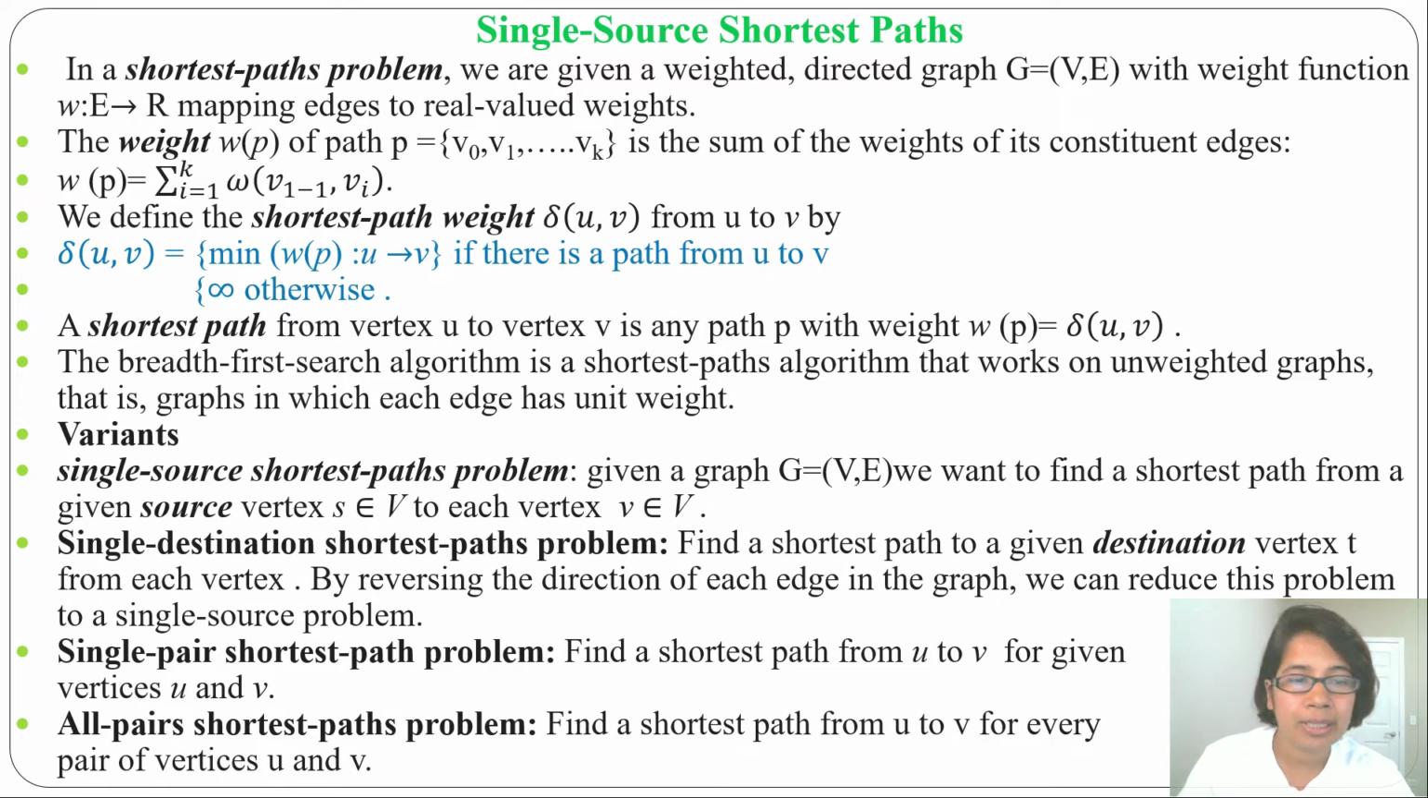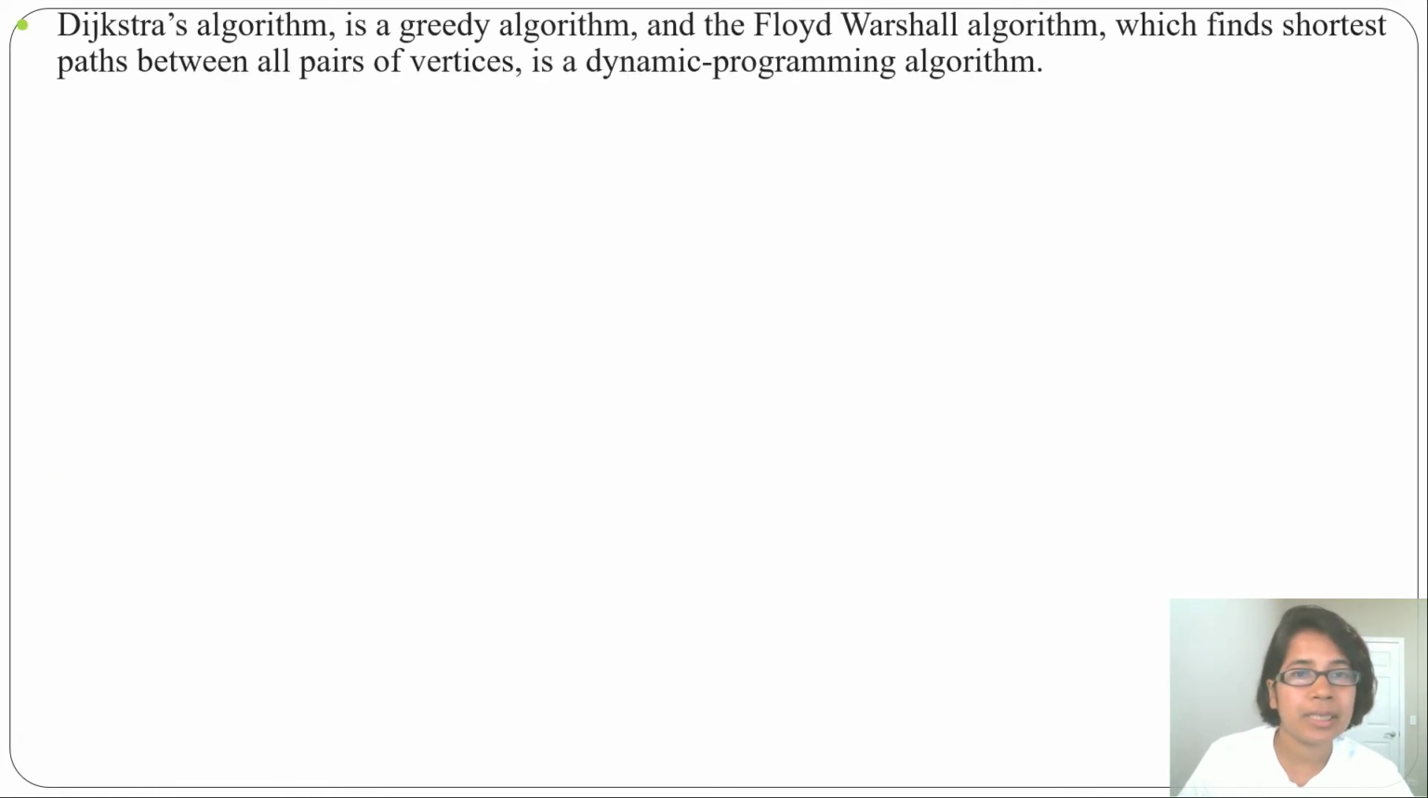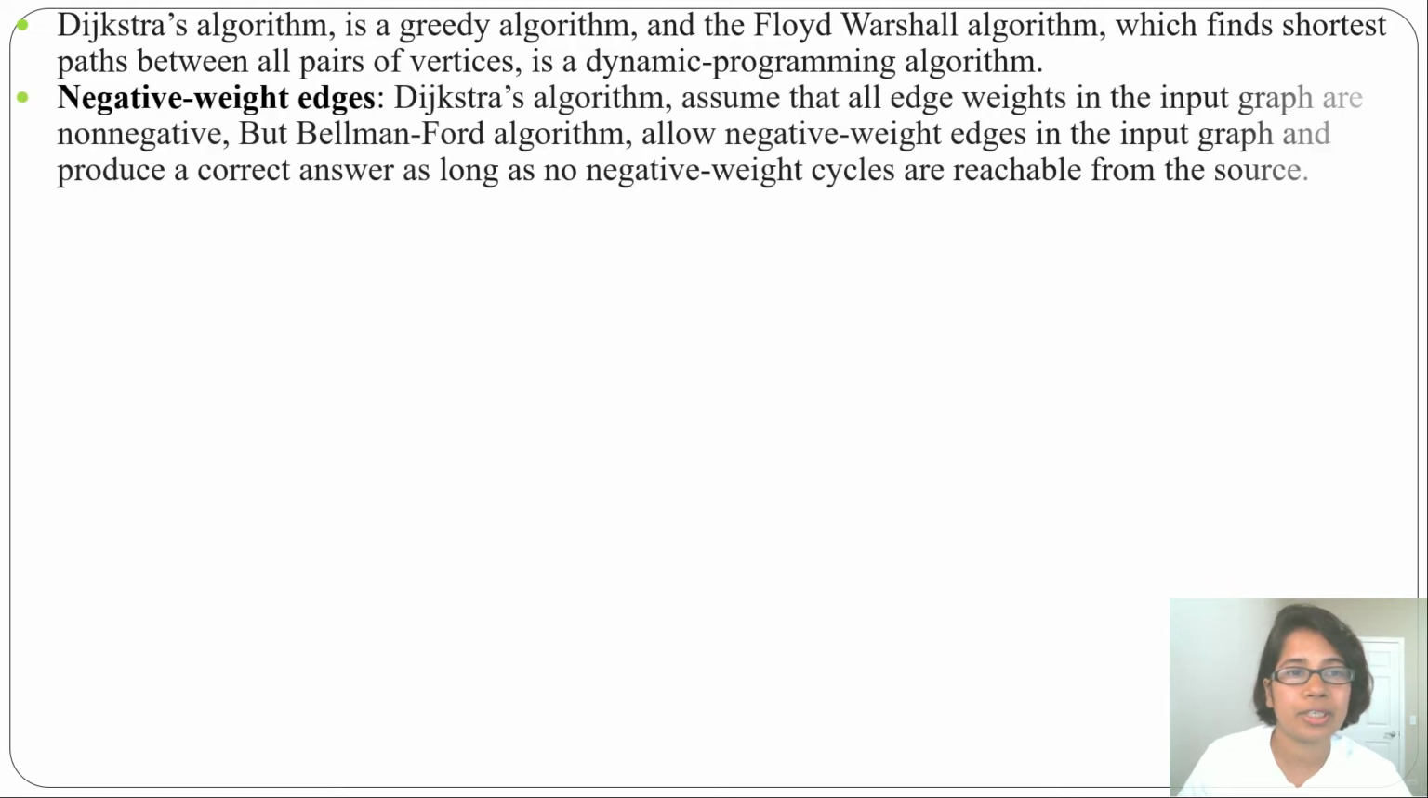Floyd-Warshall algorithm is for all pair shortest path, while Dijkstra algorithm is for single source shortest path. Dijkstra algorithm is a greedy technique, and the Floyd-Warshall algorithm that finds the shortest path between all pairs of vertices is a dynamic programming algorithm. After this chapter, I will discuss dynamic programming. There I will discuss all pair shortest path.